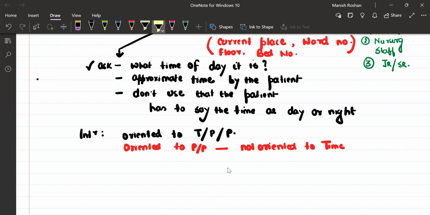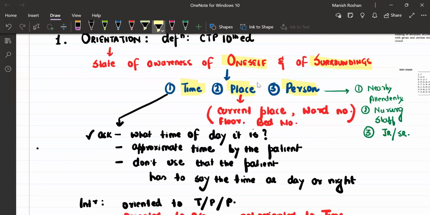Similarly, for the second component of orientation, that is place, we can ask them to tell the current place of stay, the ward number, the floor on which they are staying, and the bed number. By this, we can get a fair idea of the orientation towards place. With respect to person, you can ask about the nearby attendant, the nursing staff, the JR or the SR who has been looking after the patient.